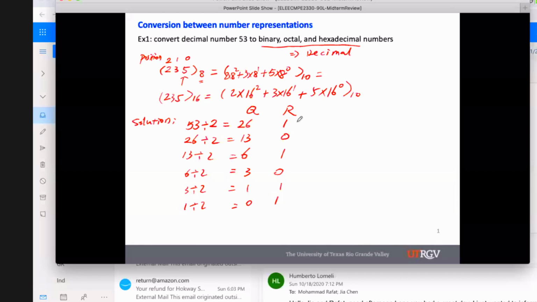Another thing you need to remember is that in the end you collect all the remainders. The first one is your least significant bit, and the last one is your most significant bit.